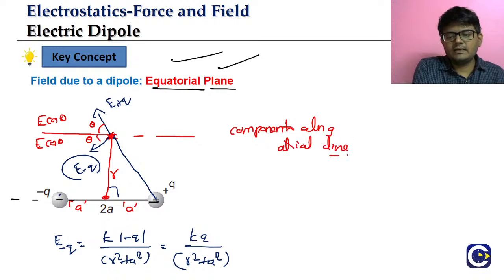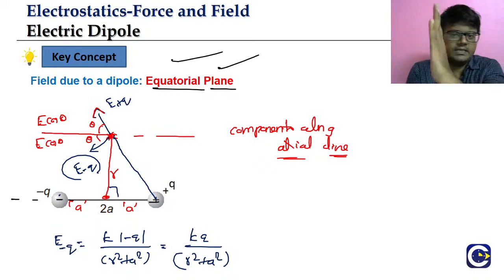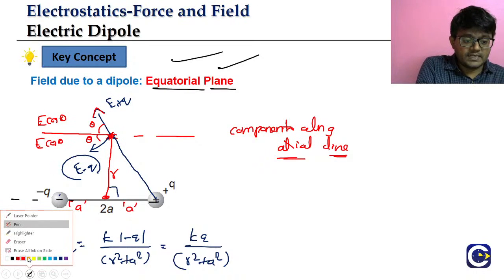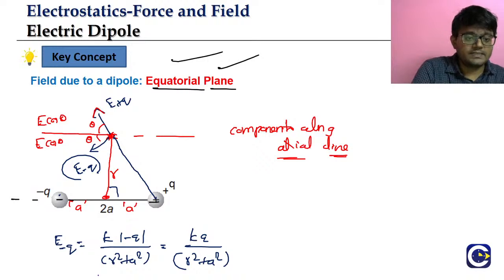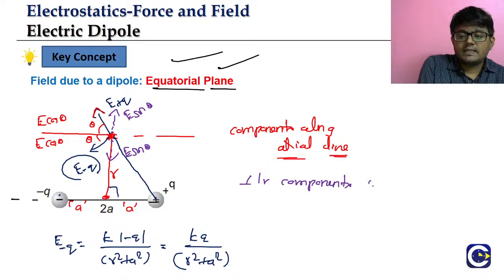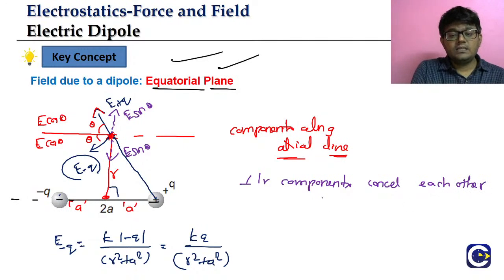The components along the axial line both go in the same direction. The component of this one along the axial line is E cos theta, and the second electric field's component will also be E cos theta. But if you look at the perpendicular components, E sin theta goes to one side, and the other one's perpendicular component goes downwards, E sin theta. So they cancel each other.